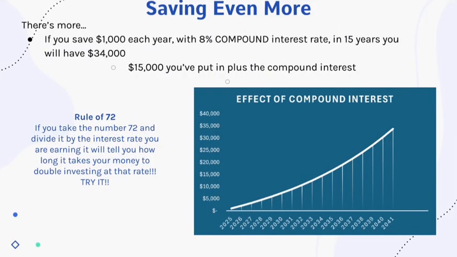If you save $1,000 each year with an 8% compound interest rate, in 15 years you will have earned $34,000. Wow. Here's how the rule of 72 works. If you take the number 72 and divide it by the interest rate you are earning, it will tell you how long it takes your money to double. In the example on the graph, you have doubled your money in 9 years.